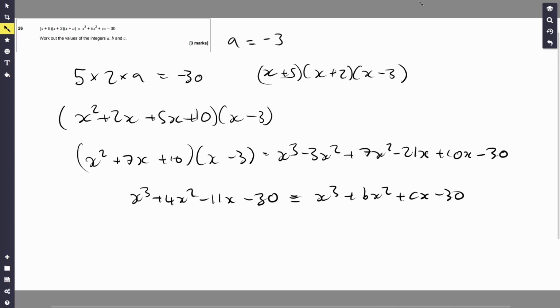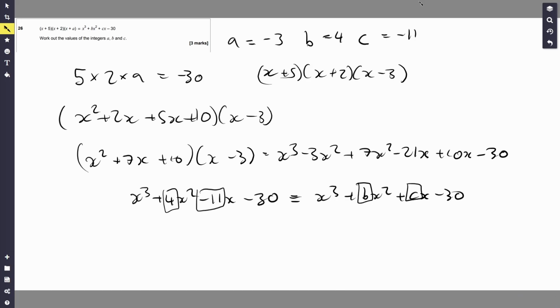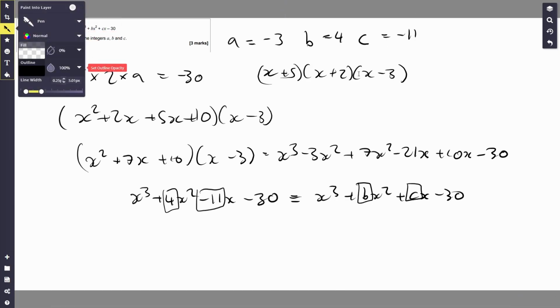This is equal, remember, this is an identity of this. So that means that this 4 has to be this b, because that's the term in front of the x squared value, and this minus 11 has to be this c, because that's the term in front of the x. So then here we go, b is equal to 4. C, we look at this, c is equal to minus 11. And there we go, those are the values of the integers a, b, and c. That's how you do that question.